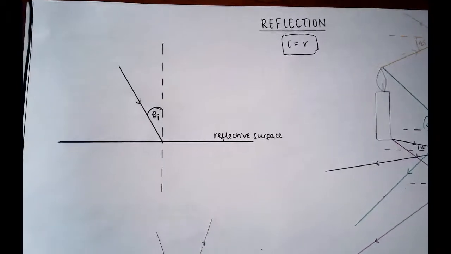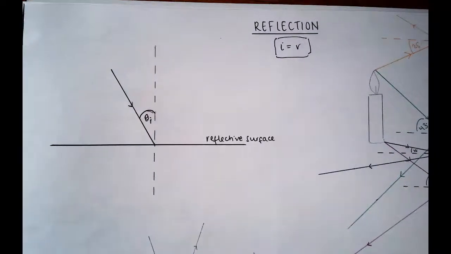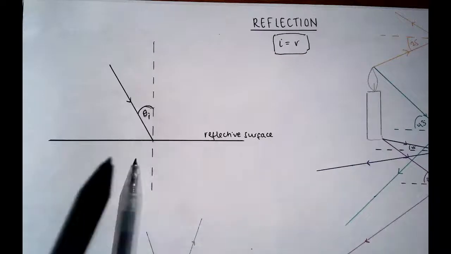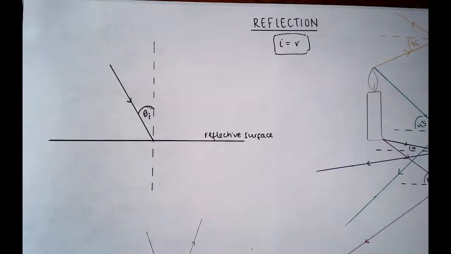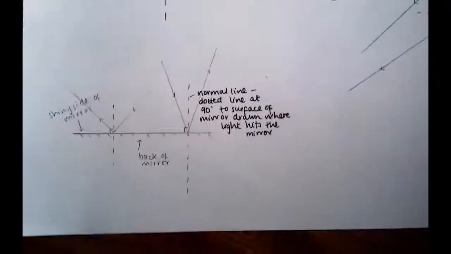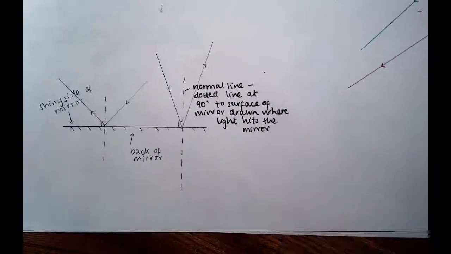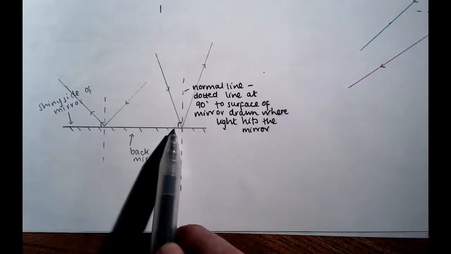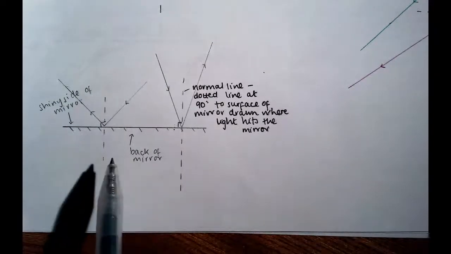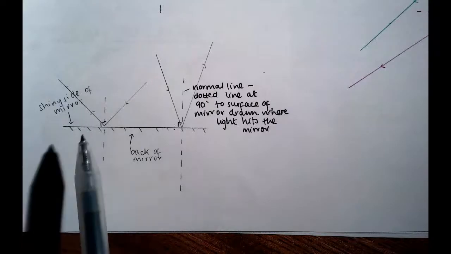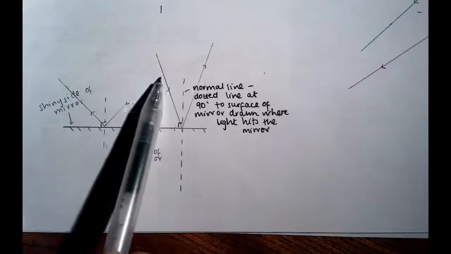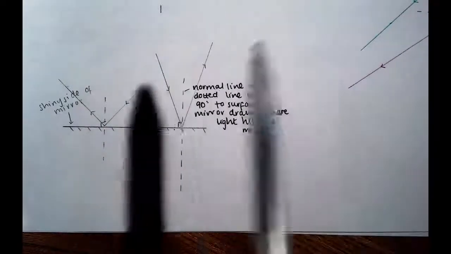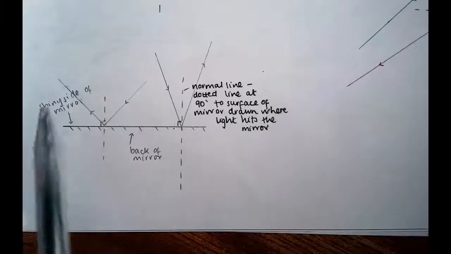When we are drawing ray diagrams, there are a couple of things you need to be aware of. Obviously, we have the surface, represented by a straight line. You will then have a normal line. A normal line is any imaginary line that we draw dotted that is at 90 degrees to the surface of the mirror, or whatever surface we're entering. Our light ray is shown with arrows to show direction. So this is the incoming ray and this is the reflected ray.